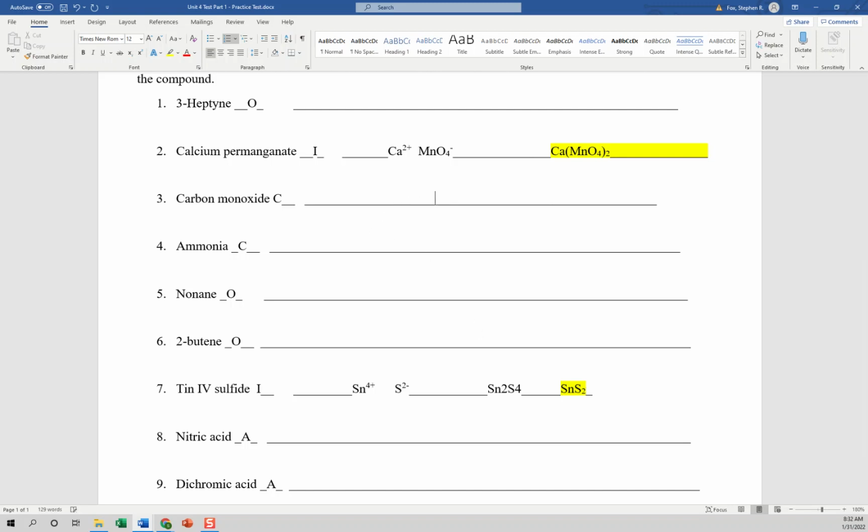Carbon monoxide, no prefix in front of carbon, so that means 1 carbon. Mono is 1 oxygen, CO. Ammonia, we got to memorize as NH3. That's an easy one to memorize. If you know what ammonium is, take away an H plus and you get neutral NH3, and that's ammonia.